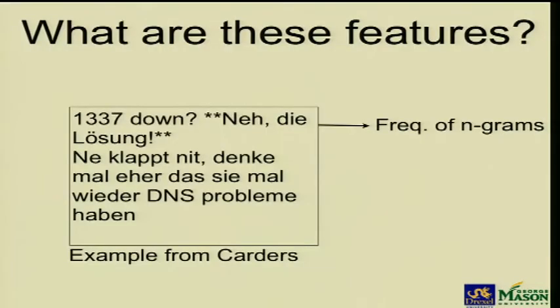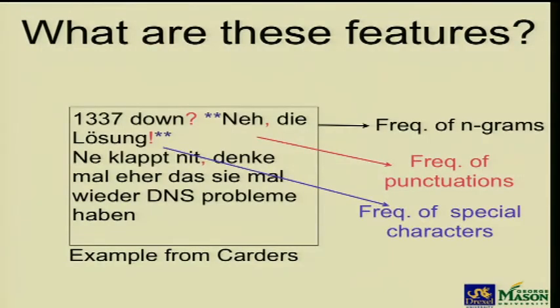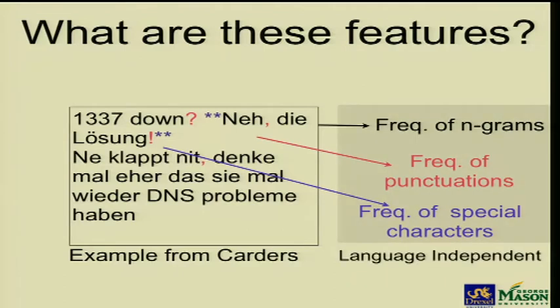From each message like this, we extract the frequency of different n-grams. N-grams are like each word: each word would be a word unigram, and each character would be a character unigram. So we have the frequency of character unigrams, bigrams and trigrams, and word unigrams, bigrams and trigrams. Our second feature was the frequency of different punctuations. Our third feature was the frequency of special characters. And we call this the language independent feature set because these features are not specific to any language. You can use them for any language.